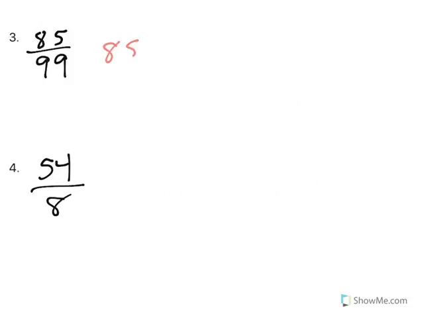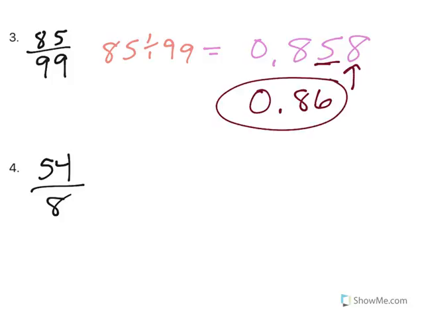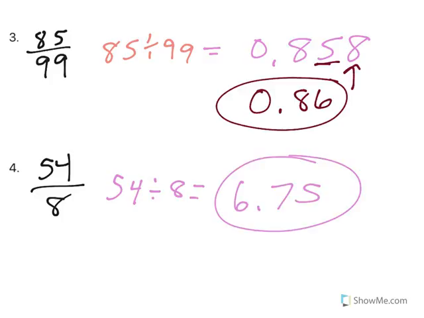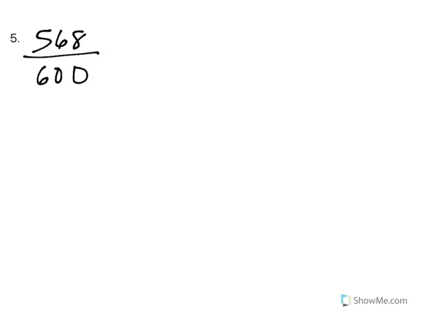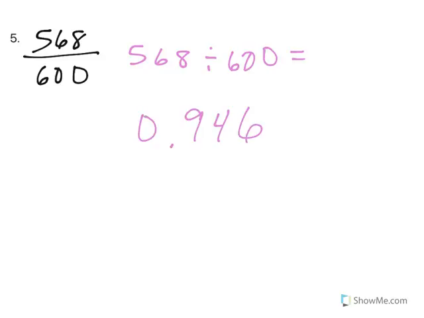In number 3, when I take 85 divided by 99, that gives me 0.858. Well, nearest hundredth is here, so I look at 8. 8 tells me to round up, so that's 0.86 for a final rounding. In number 4, I'm going to take 54 divided by 8, and that gives me 6.75. Comes out nicely, and I'm finished. Number 5, I start by taking 568 divided by 600, and that's going to give me 0.946. Well, I'm going to the hundredths place. 6 rounds up, so I end up with 0.95.